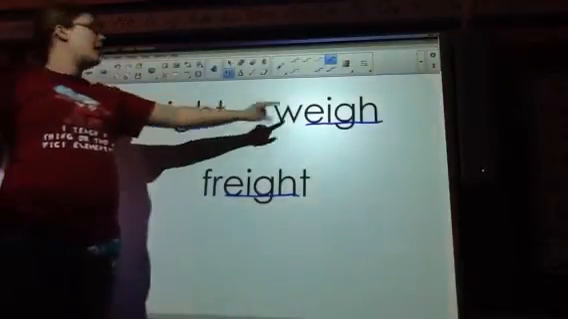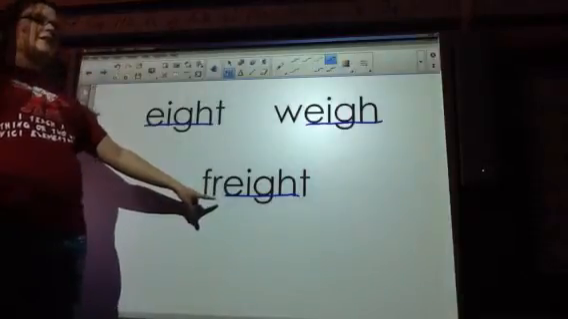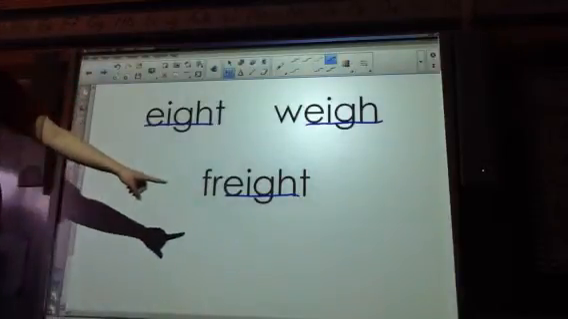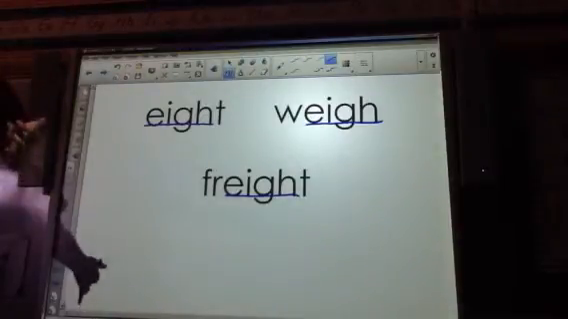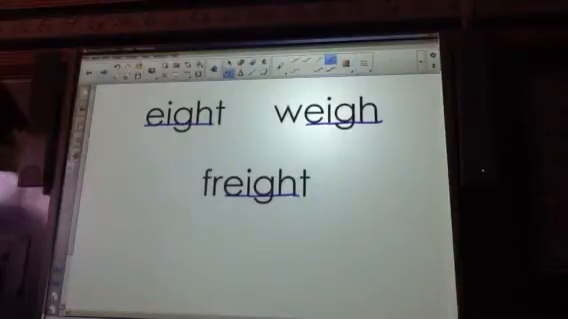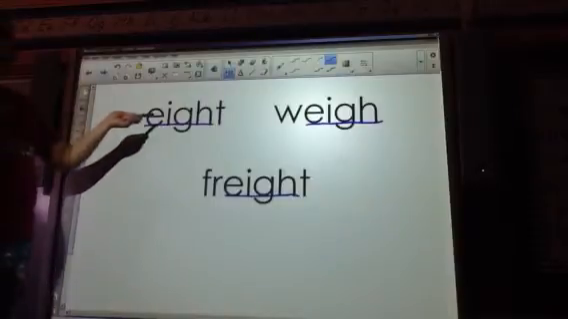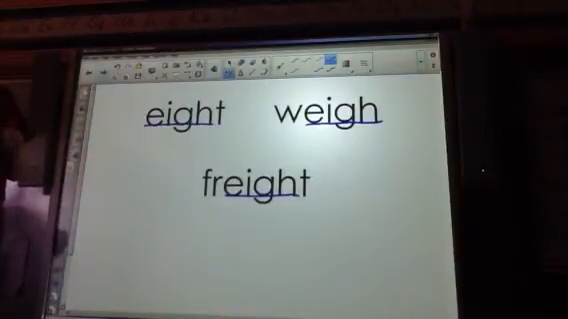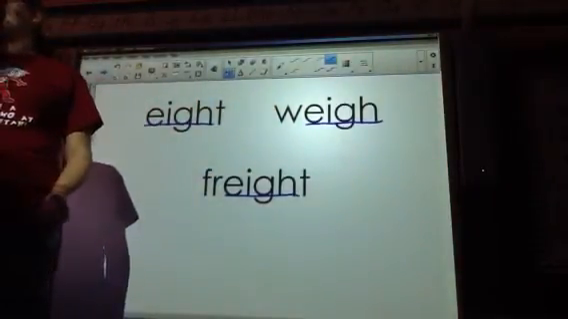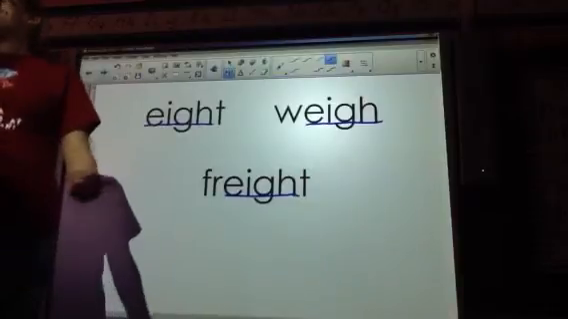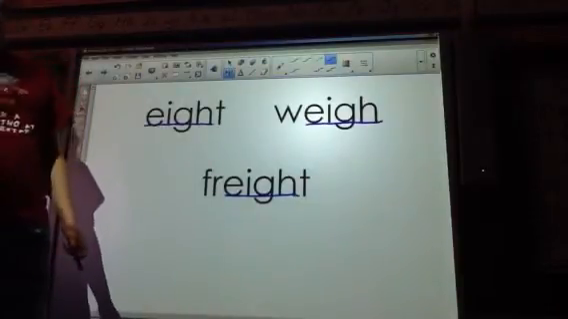Eight. Way. Freight. E-I-G-H says A. Freight is like packages, like when you're shipping things. All of those packages are called the freight. Okay, so what kind of eight is this? Like the number eight. The number eight, good. And if I weigh something, what am I doing? You're putting it on like a scale. Yeah, I'm measuring how heavy it is, right? Well, how heavy you are.